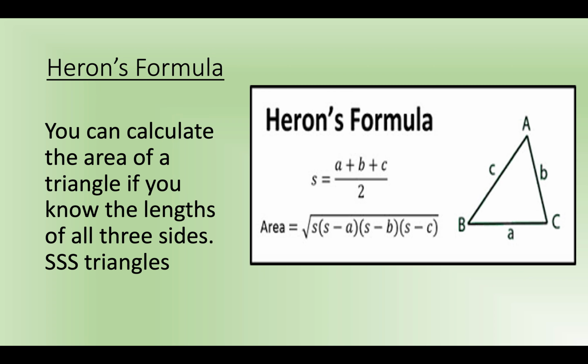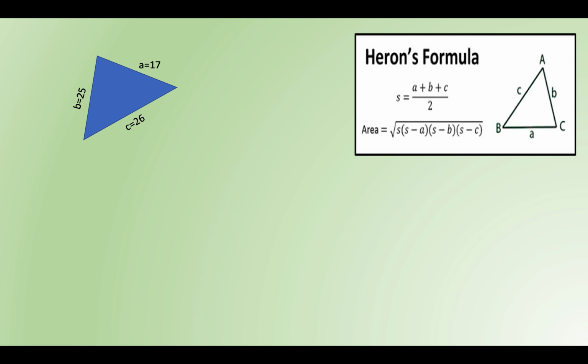So with Heron's formula, first we find the semi-perimeter. That's what that S there stands for. So S equals A plus B plus C divided by 2. And then the area is the square root of S, the semi-perimeter, times S minus A times S minus B times S minus C. So once you have S, A, B, and C, it's pretty much plugging in the numbers and doing the algebra to get the answer. So let's go ahead and do an example.